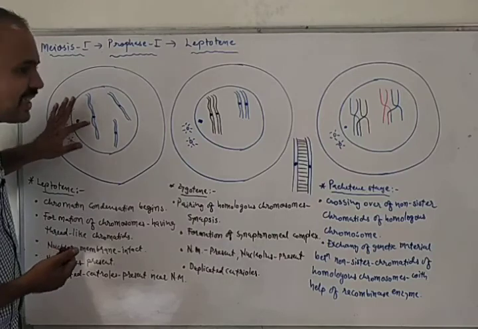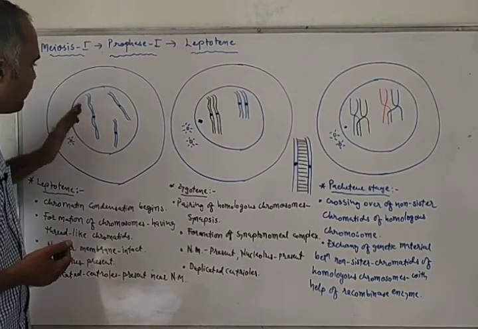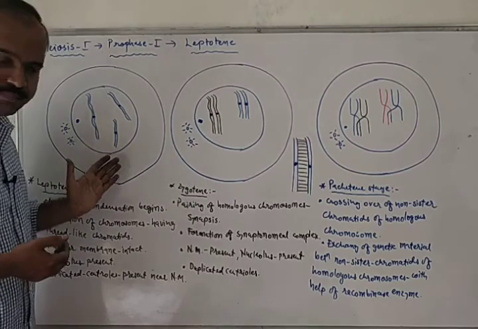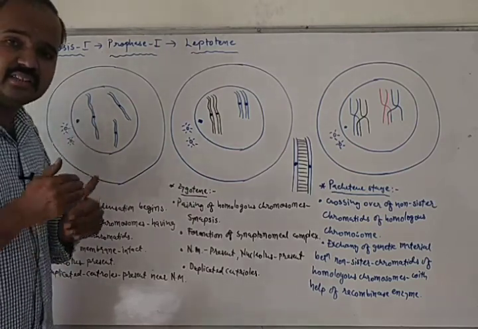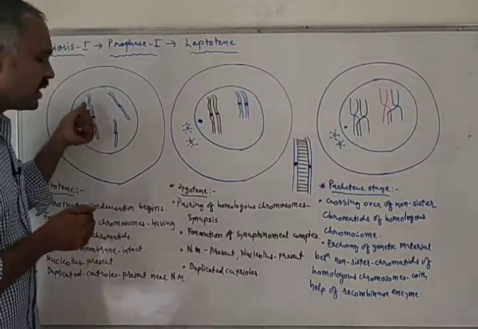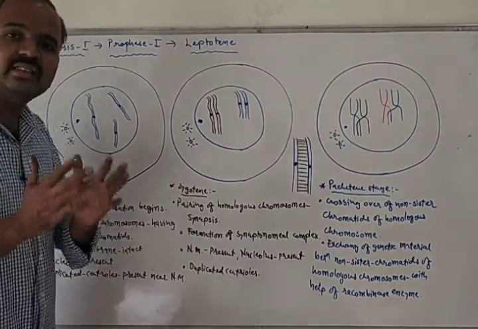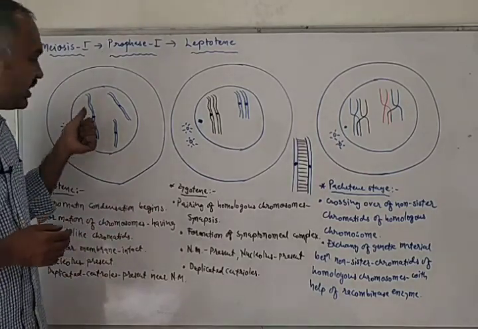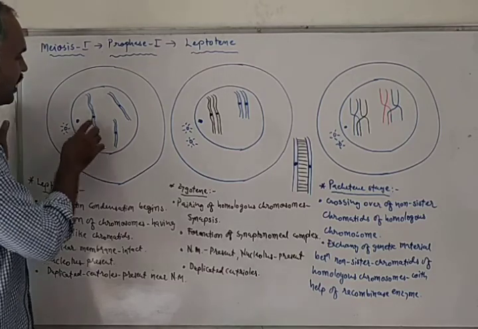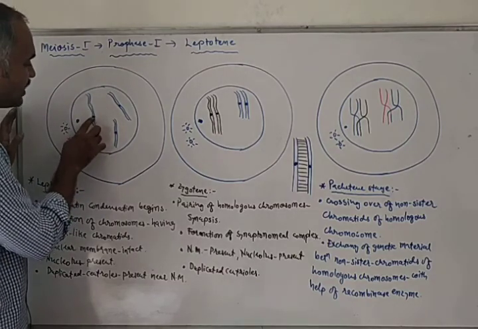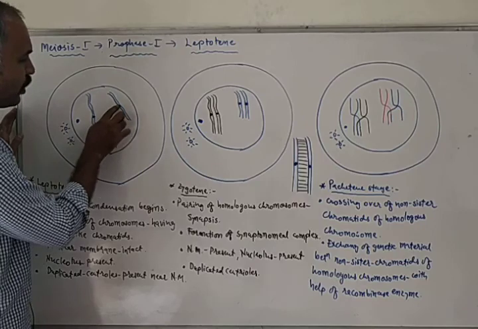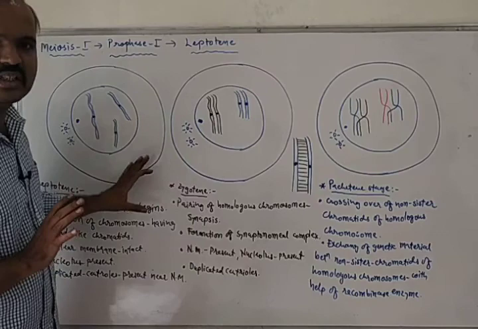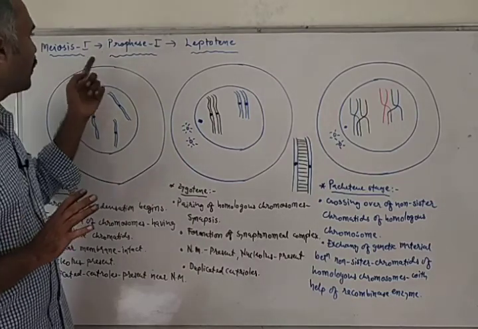And these chromosomes are thin. They are light in color. They are not dark in color. As the condensation has just begun, their chromatids are thin in size. They are thin in size and they are light in color. These chromosomes are light in color, but both the chromatids are held together by centromere. So these are the features of the leptotene stage of prophase 1.